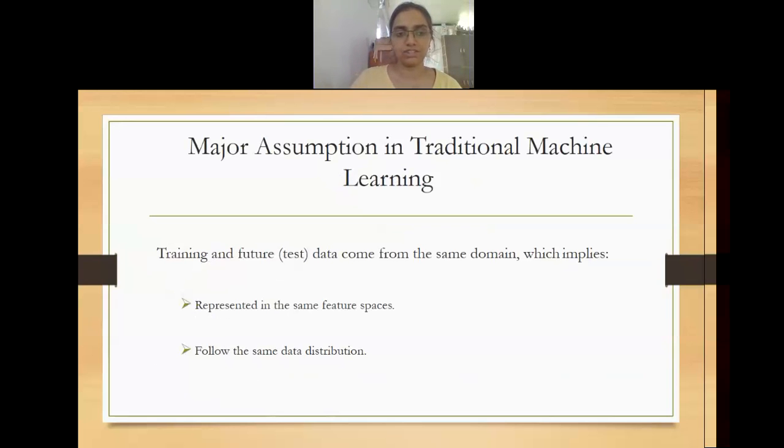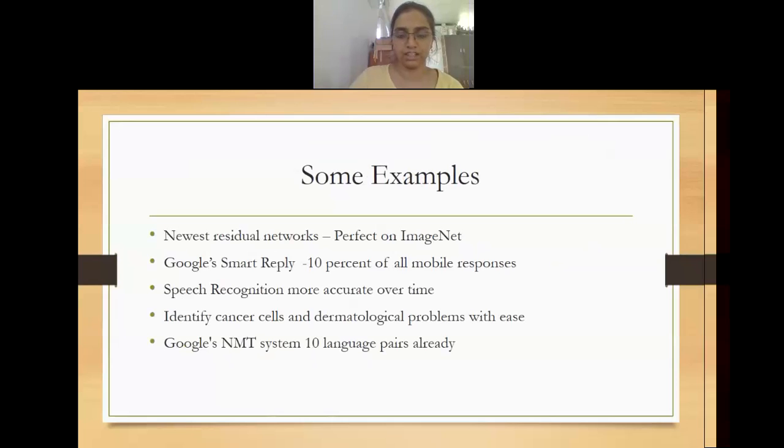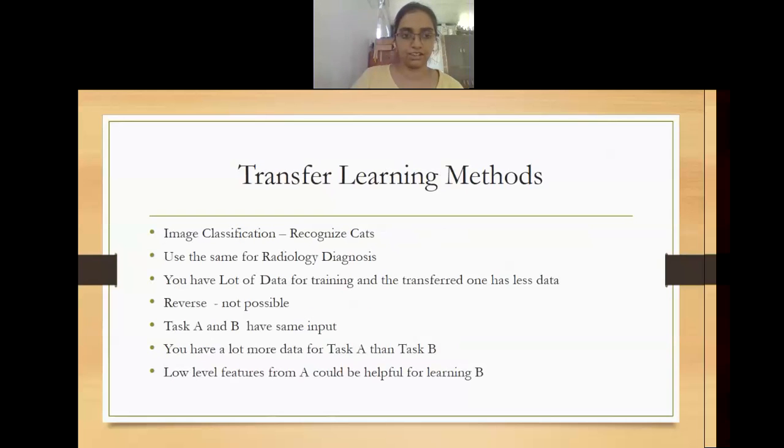So the major assumption in traditional machine learning is that you have a feature space and some data distribution. You use this data distribution over the space and you try to figure out how to train the system. Certain examples where you could use transfer learning are given here. For example, image classification: you're recognizing cats. You have so many images of cats, so you have trained a model to recognize the cats.